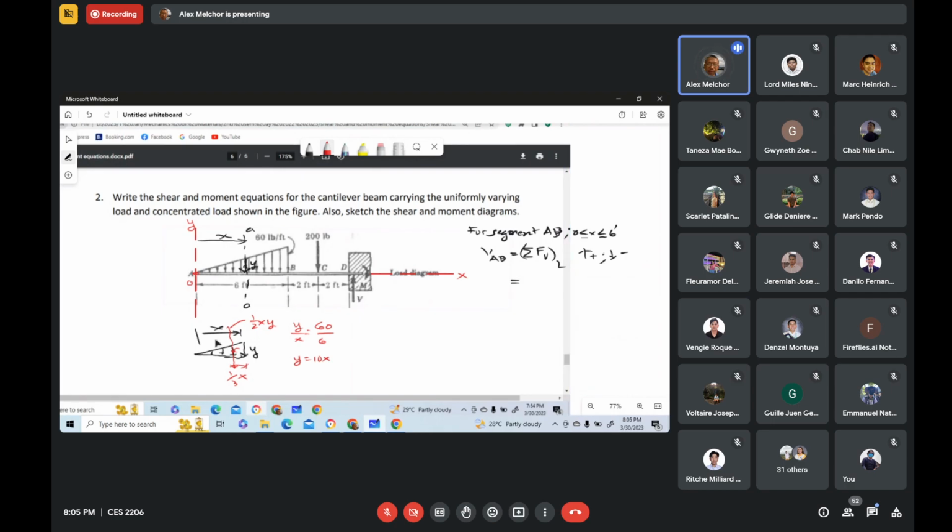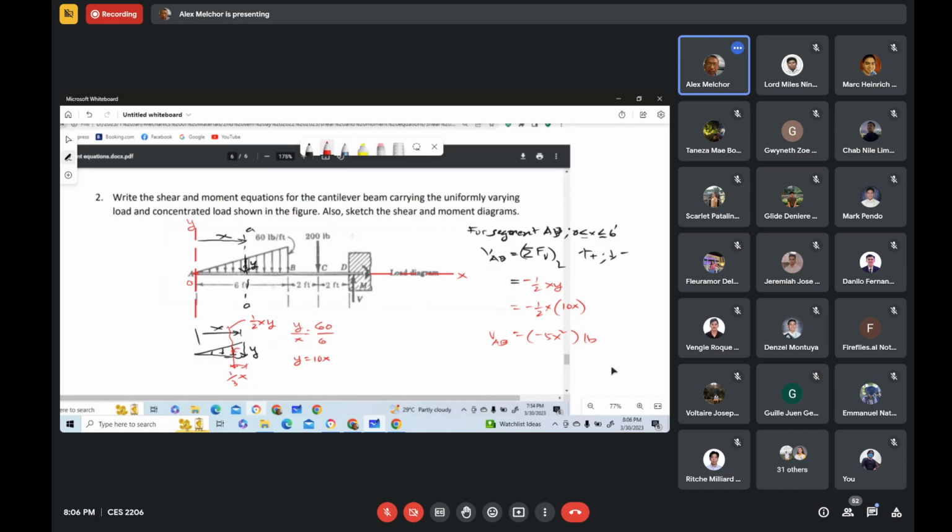So to the left portion of this section, we have negative because it is acting downward. Minus 1/2 times x, y. This is negative 1/2 times x times 10x. So this gives us negative 5x squared. That is the shear equation for segment AB. Okay. Now, what is the unit of this? Is it in newtons? That is in pounds, right?